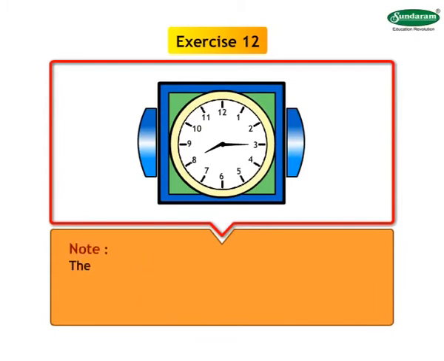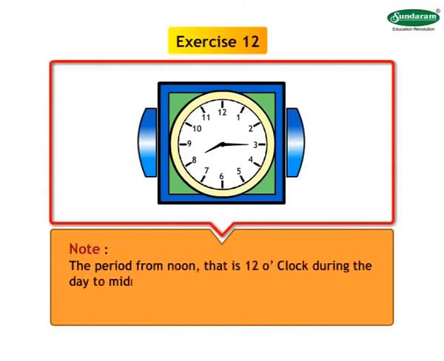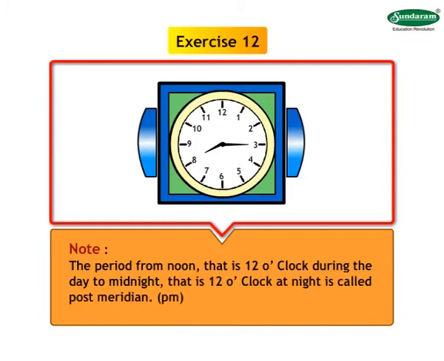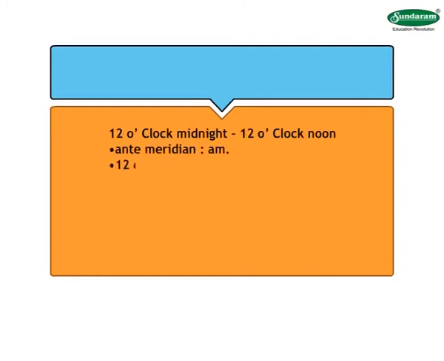Note: the period from noon, that is 12 o'clock during the day, to midnight, that is 12 o'clock at night, is called post-meridian, PM. The period from 12 o'clock midnight to 12 o'clock noon is called ante-meridian, AM. Thus, 12 o'clock noon will be written as 12 p.m. 12 o'clock at night will be written as 12 a.m.